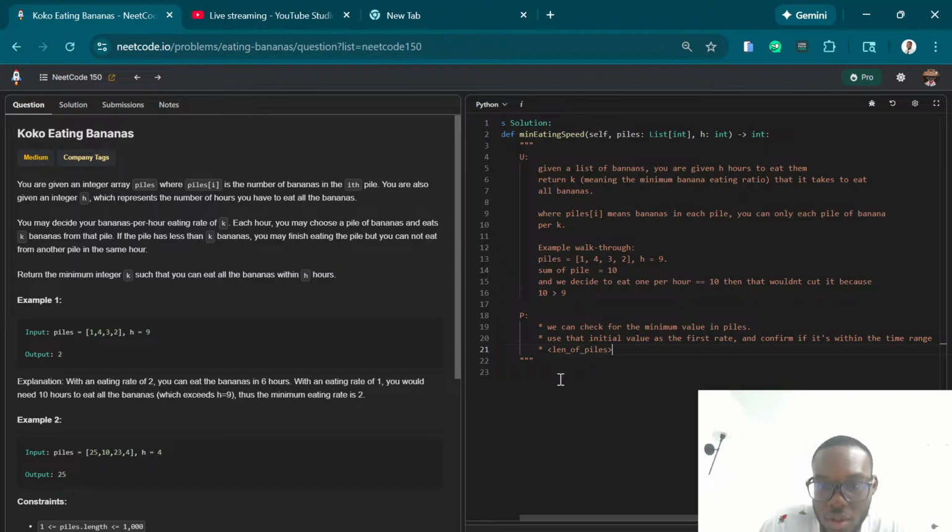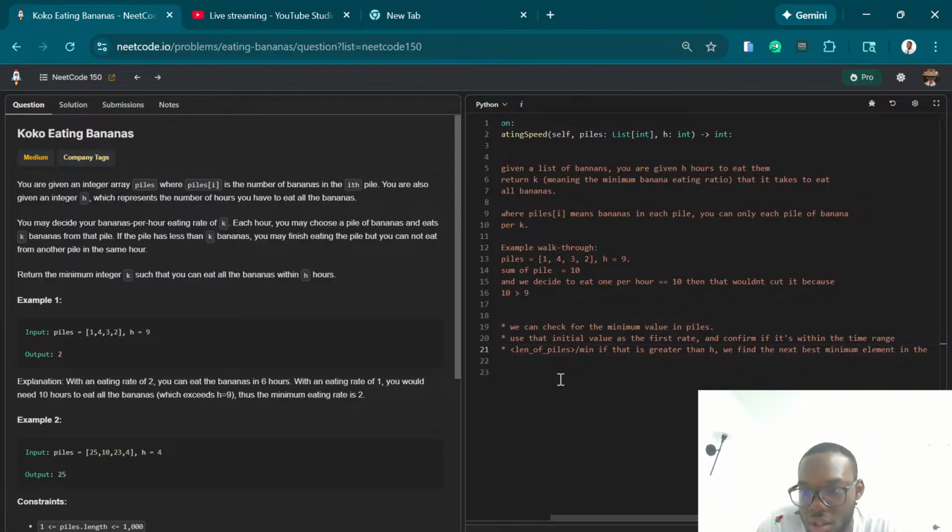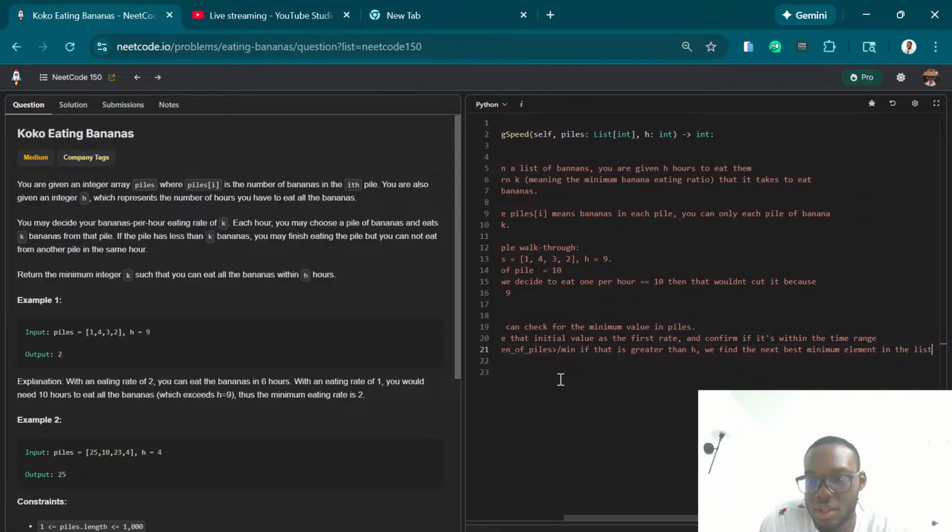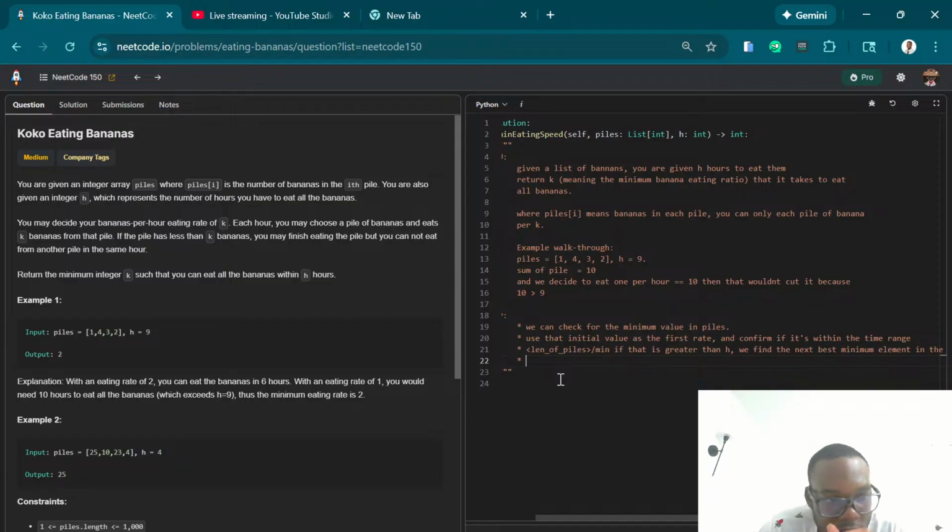Piles over in, and then if that is greater than h of x, that's nice. So we just, yeah, I think that would be the logic.